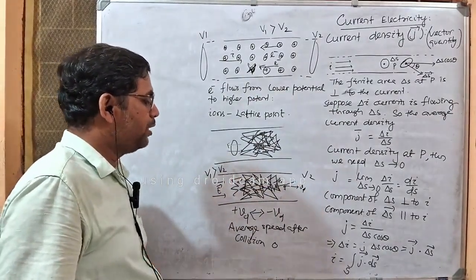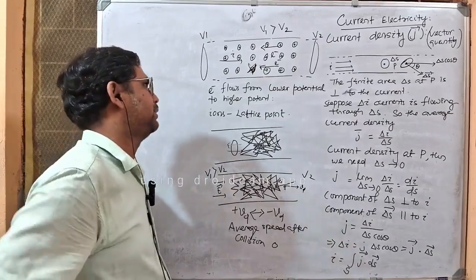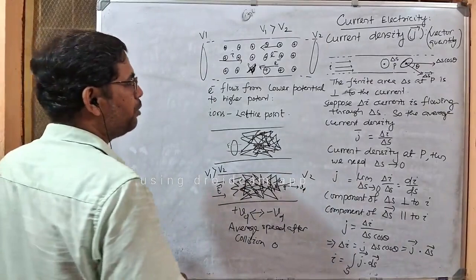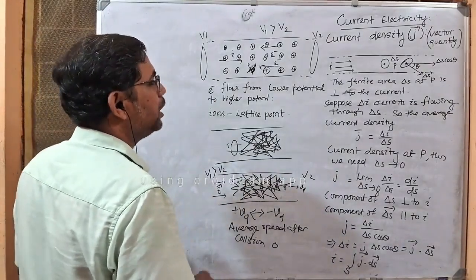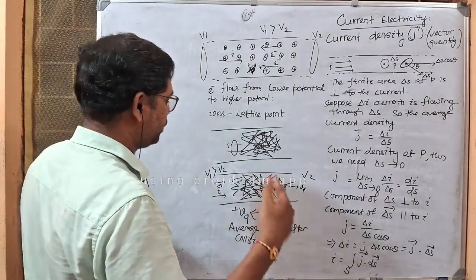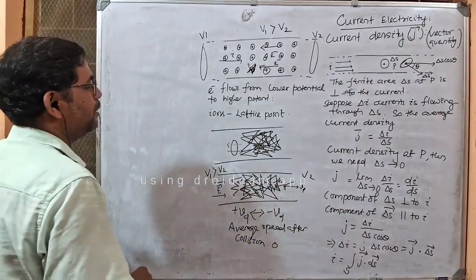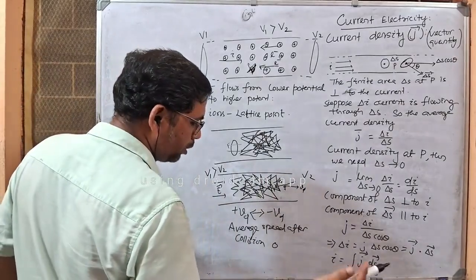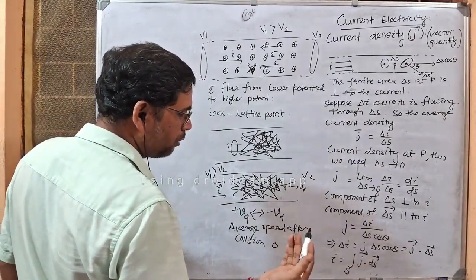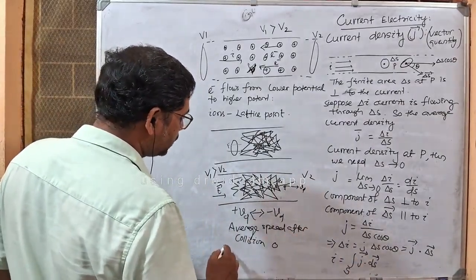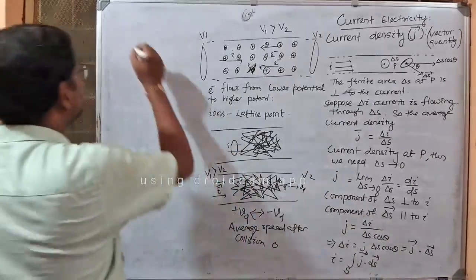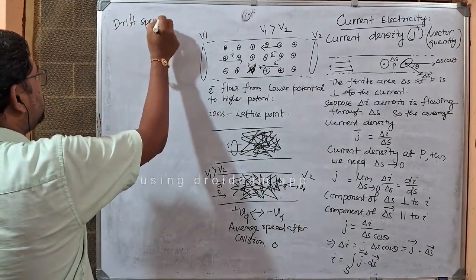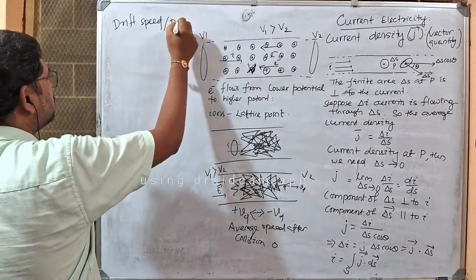And this speed of the electron is known as drift speed. I used to call it drift speed, but you will find in your book it's written drift velocity. Okay. So it's up to you. You can say whatever you like, either drift speed or drift velocity.